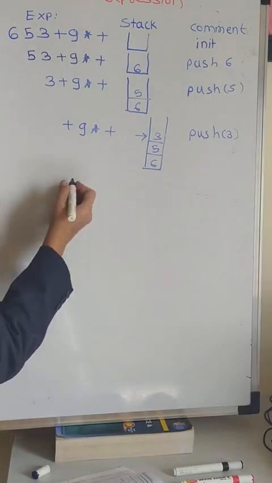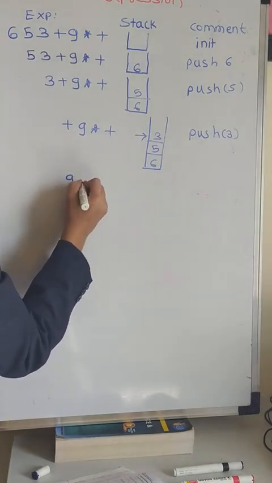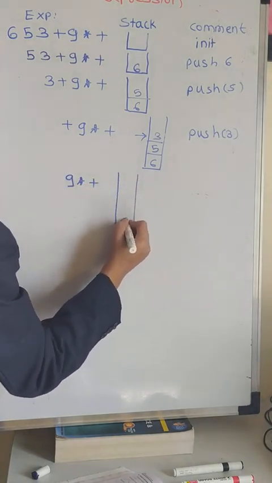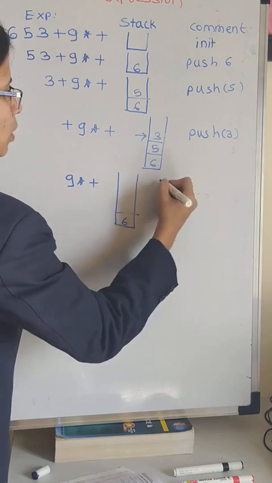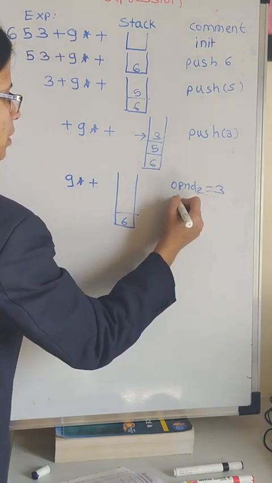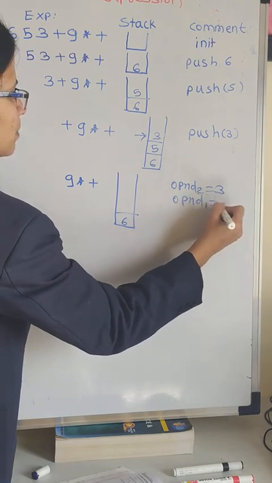So how to write this? Suppose here is 9 into plus. Here we will pop this 3 and 5. So operand 2 will be 3. Operand 1 will be 5.